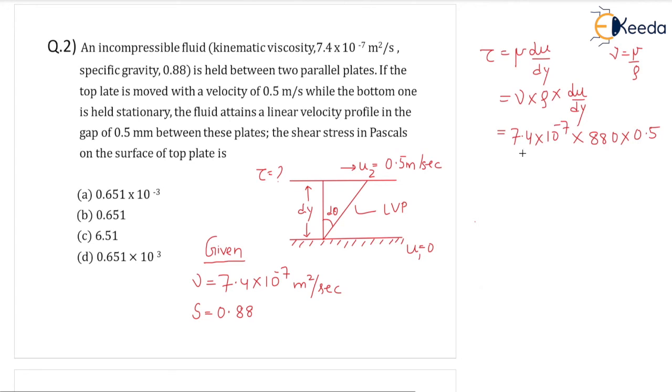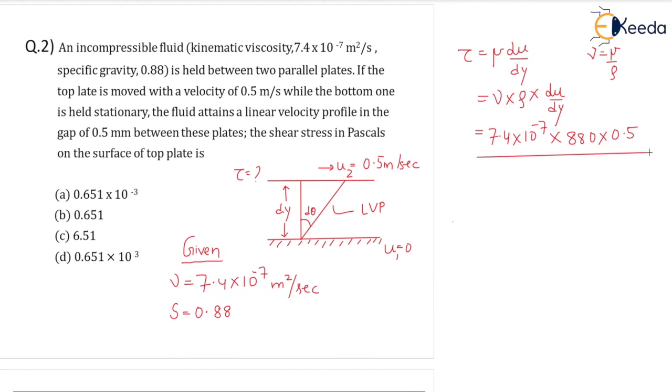This equation is divided by dy. What is dy? dy is given in the question. You can see how much dy. Yeah, 0.5 mm. I have not mentioned it, so I will write it here again: dy is equal to 0.5 mm. mm must be converted into meter, so I will write here 0.5 into 10 to the power of -3.